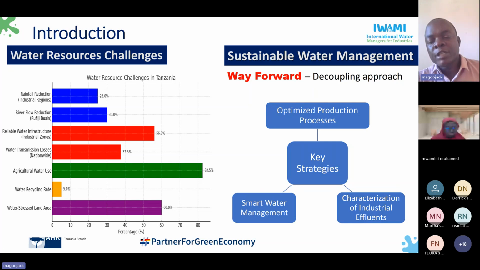So what are we supposed to do, especially for industries, to have enough water for their various uses? We know that the only way to have sustainable water management in industries is to do what we call decoupling. Decoupling means that you have to maximize the output from the minimal amount of water that you have. So there are various strategies.